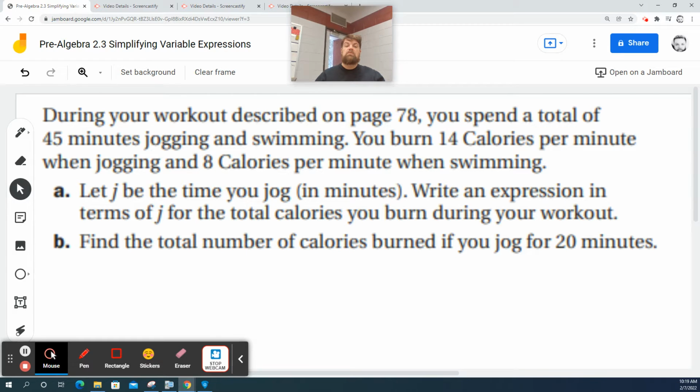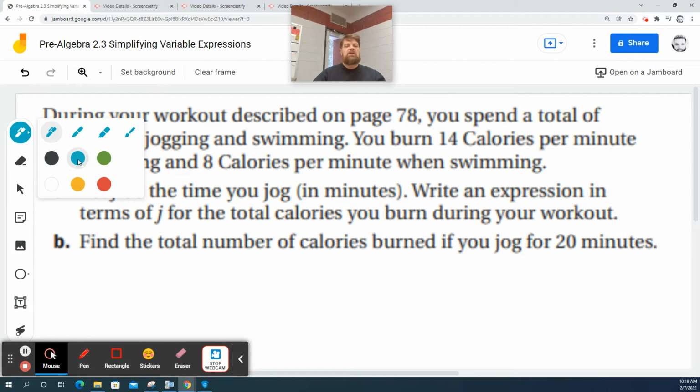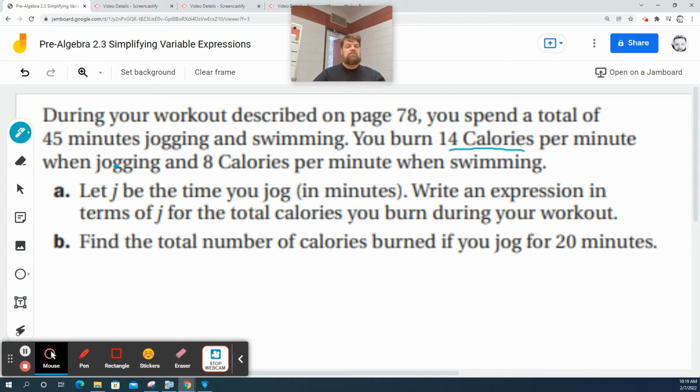So we gotta think about this. Let's unpack this. Basically, we're gonna set this up and then probably combine like terms. It says during the workout you burn 14 calories per minute when you're jogging. So what would that look like? Well, that would be 14 calories per the number of minutes that you're jogging. And it said, let J be the time that you jog in minutes. So what do I do with the J and the 14?